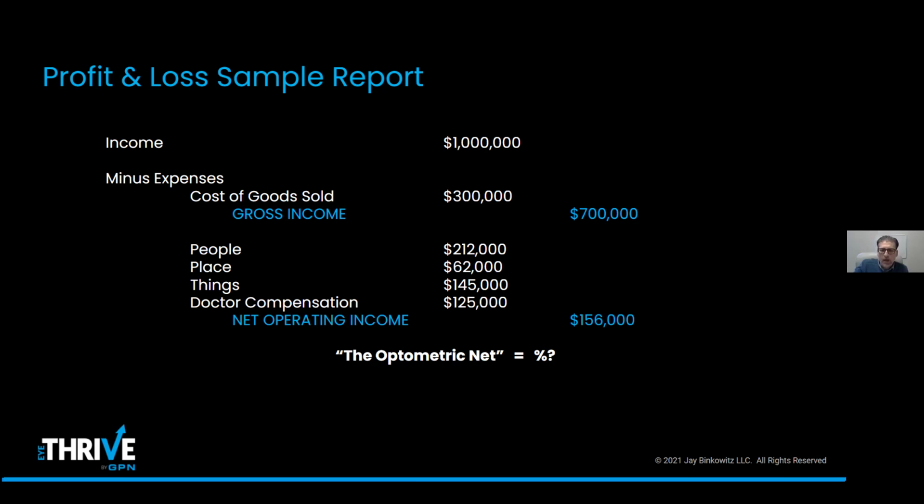And in this example, the optometric net here would be a combination of what the doctor paid him or herself in compensation plus what's left over, the net operating income of the business. So the combination of these two numbers is what we would use to define the optometric net in this example. Okay, so again, it's very important to understand the terminology and where these things all line up on the profit and loss statement.